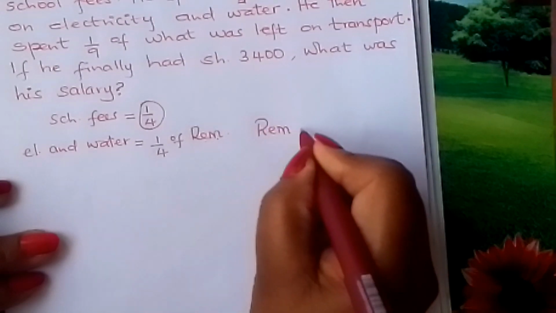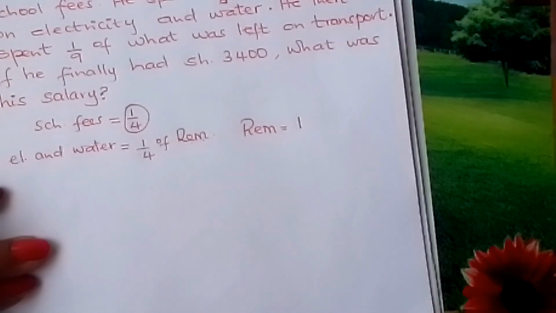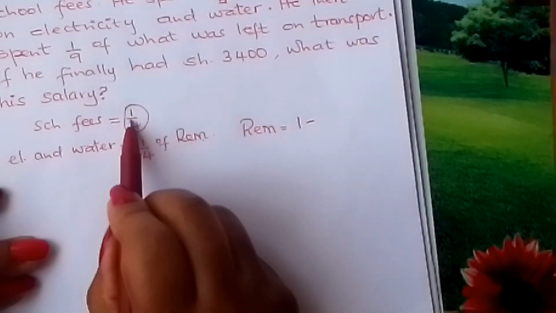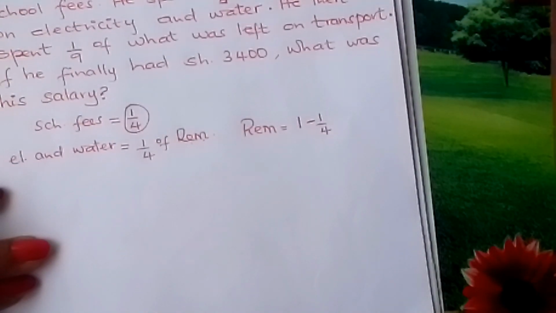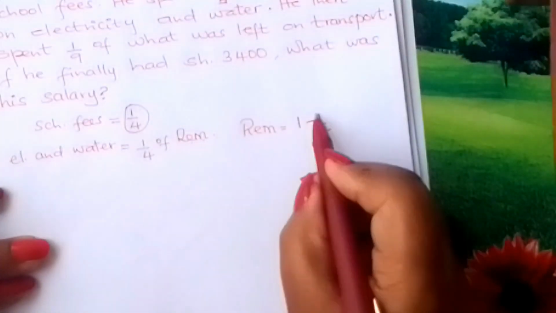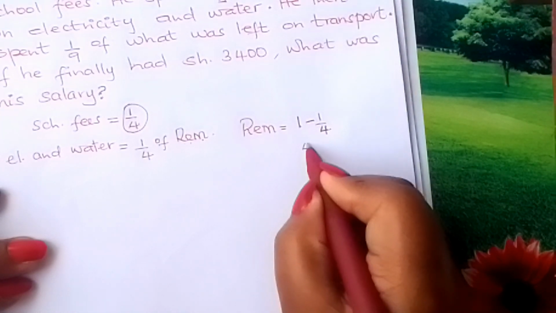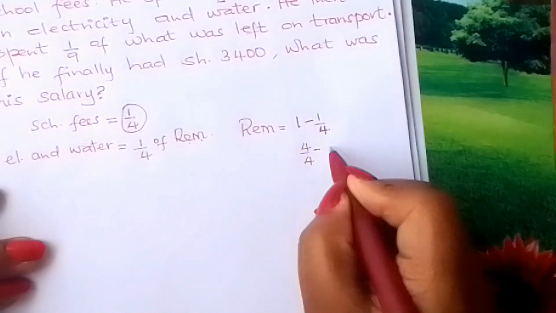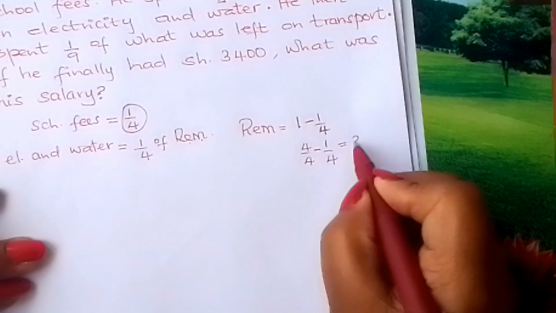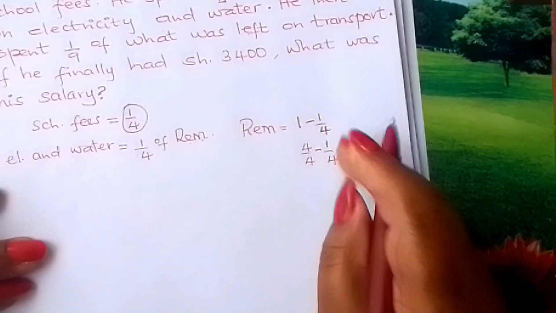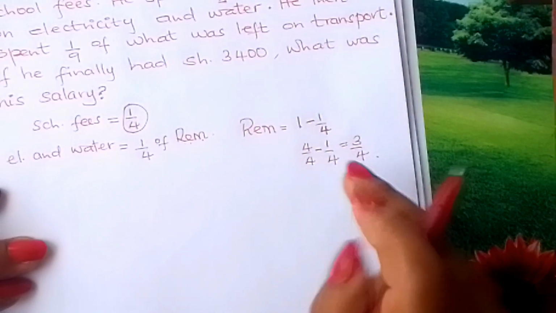The remainder, therefore, will be equal to the whole salary, call it 1, minus the quarter that he spent on fees. So we talk of 1 minus a quarter. If the denominator is 4, you write 4/4 minus a quarter. So the remainder is 3/4. Sometimes we do this offhand. If we have spent a quarter, then the remainder is 3/4.